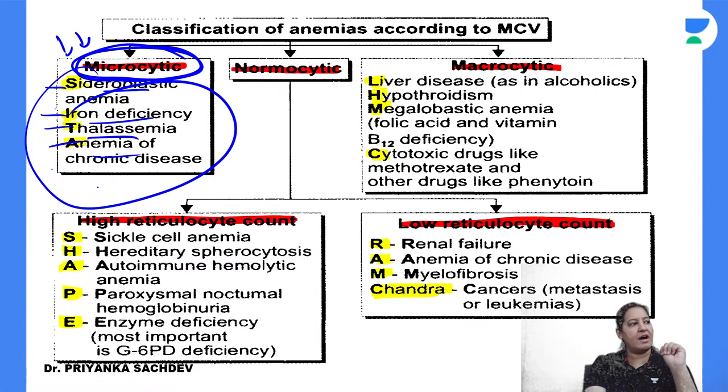So SITA is the mnemonic. Give me a thumbs up. Fatafat, give me a thumbs up. You got my point? Only four anemias in the world have microcytic hypochromic anemia. So size of RBC is less. Color of RBC is less. Microcytic hypochromic.